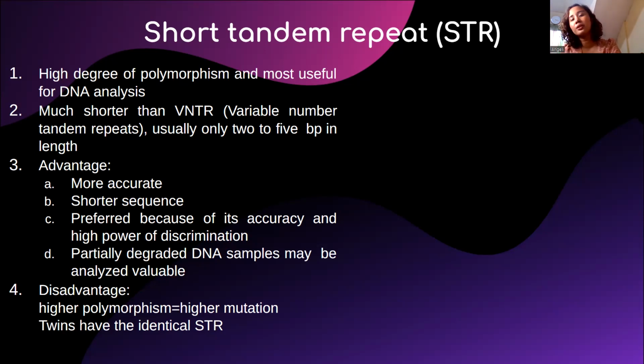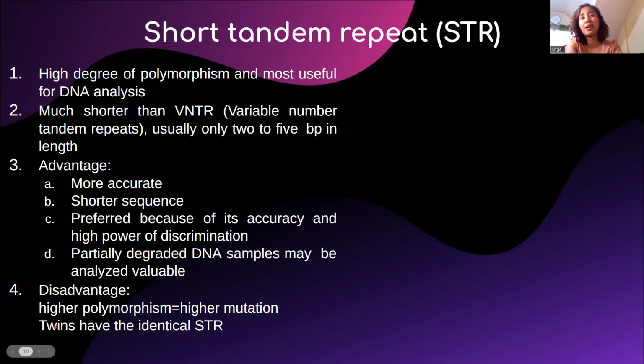So if you want to assess who this skeleton is, if you exhumed a body, you want to identify who this is, you could still use the specimen. So, the disadvantage is, since it's highly polymorphic, it has many forms, it's prone to mutation. And guys, you could not distinguish the twins.